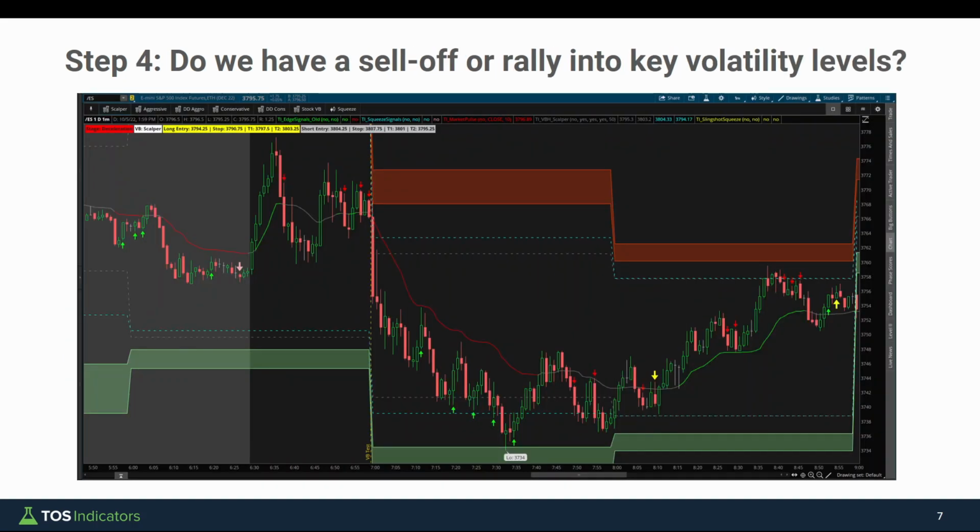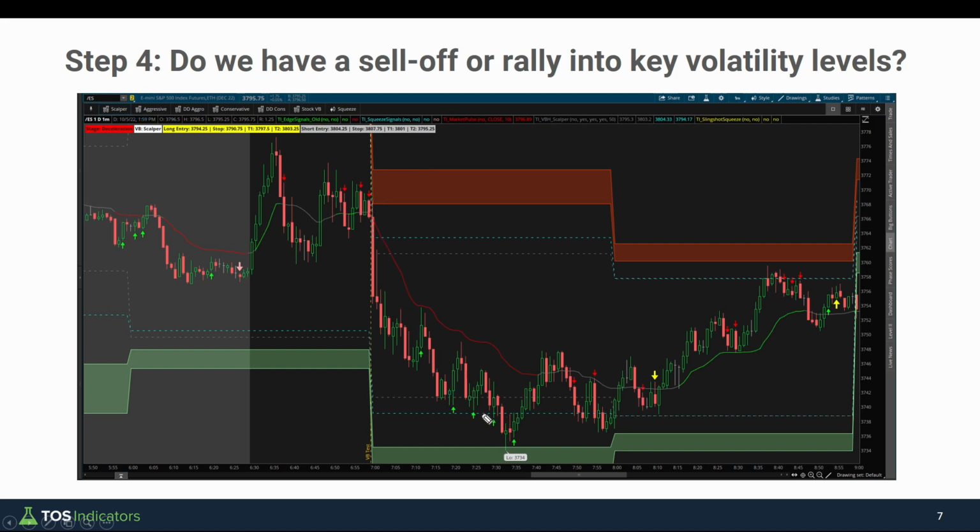Now we move on to step 4, which is waiting for either a sell-off or a rally into our key volatility levels. So this is a chart of the S&P 500 on the scalper volatility box models, 1 minute time frame from today. You can see here early in the morning, price just chops around sideways, but we have some fairly large candles. At 7 a.m., we have the volatility catalyst of the ISM numbers, and from that point, we have a sell-off into our volatility box models.